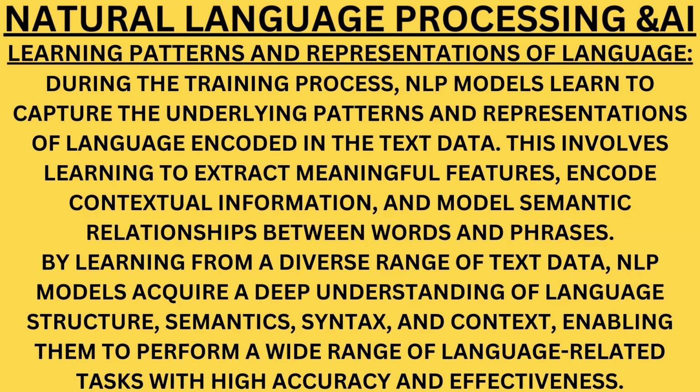Learning patterns and representations of language. During the training process, natural language processing models learn to capture the underlying patterns and representations of language encoded in the text data. This involves learning to extract meaningful features, encode contextual information, and model semantic relationships between words and phrases. By learning from a diverse range of text data, natural language processing models acquire a deep understanding of language structure, semantics, syntax, and context, enabling them to perform a wide range of language-related tasks with high accuracy and effectiveness.